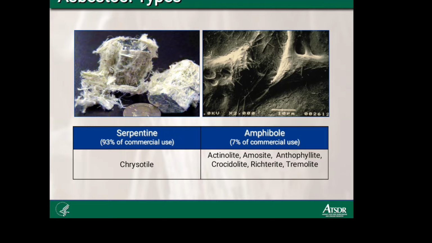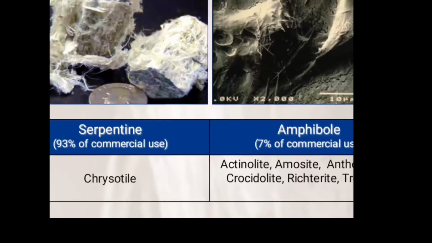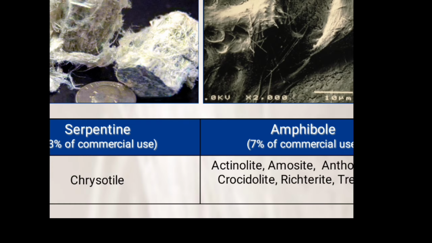So, we're gonna see what the types of asbestos are. Now, there are basically two types of asbestos. One of them is serpentine, which is in 93% of commercial use, and on the other hand, we have amphibole, which is 7% of the commercial use. Now, the type of serpentine is chrysotile, whereas if we go to the types of amphibole, we have actinolite, amosite, anthophyllite, crocidolite, richterite, and tremolite.